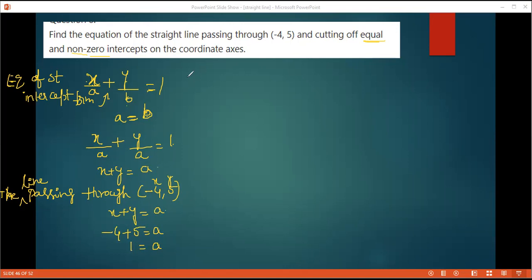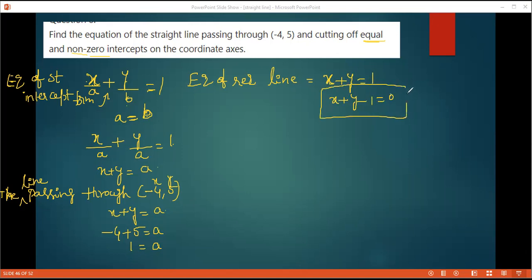So what is the equation of the required line? The equation of the required line is x plus y is equal to a, and a is 1. So x plus y minus 1 is equal to 0. This is the equation of a line whose non-zero intercepts are equal and which passes through (-4, 5).